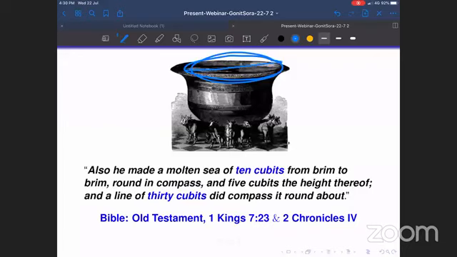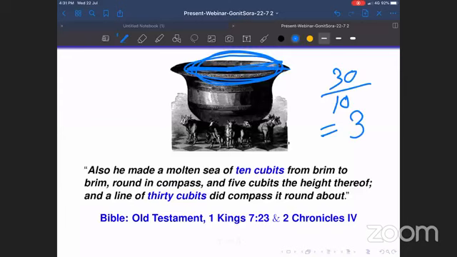This is 10, this is 30. So what is the value of pi? It is 30 divided by 10, and that is equal to 3. So in the Bible, pi has been approximated as 3.